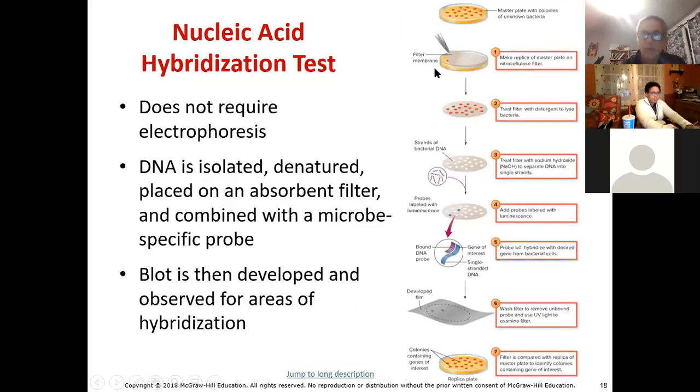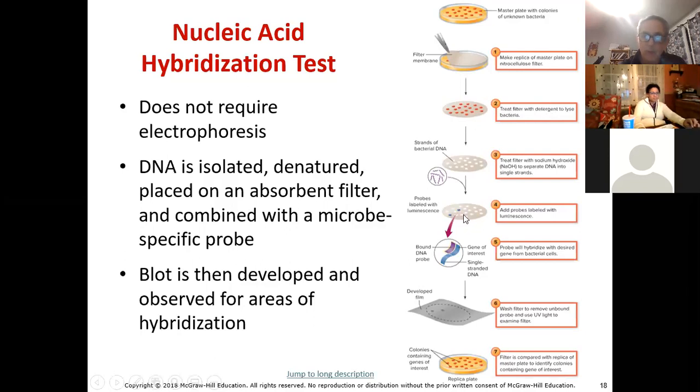So you have a plate, let's say, of unknown bacteria. You then have your filter. You put that on there, and the bacteria adhere to the filter. The filter has a detergent that lyses these bacteria so that it will release the DNA. And then you can start to probe for it.